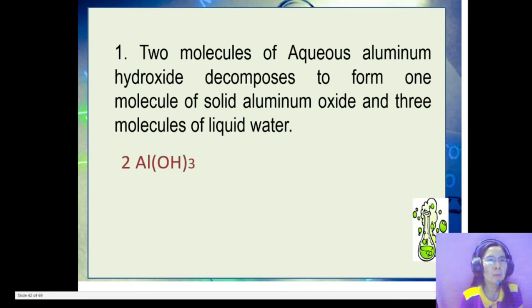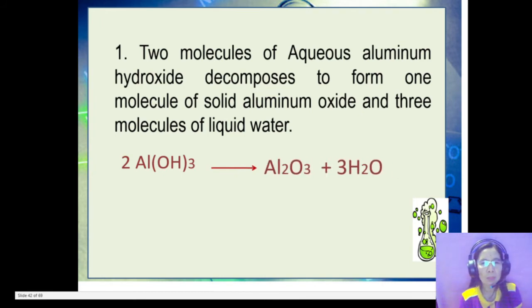Okay, we have there 2 molecules of aqueous aluminum hydroxide. So 2Al(OH)3 decomposes or is broken down to form 1 molecule of solid aluminum oxide and 3 molecules of liquid water. So that's it. We only have 1 reactant and we have 2 products for the first given exercise. Okay, everybody got it? Excellent! And you got the correct answer for number 1. Let's proceed to number 2.